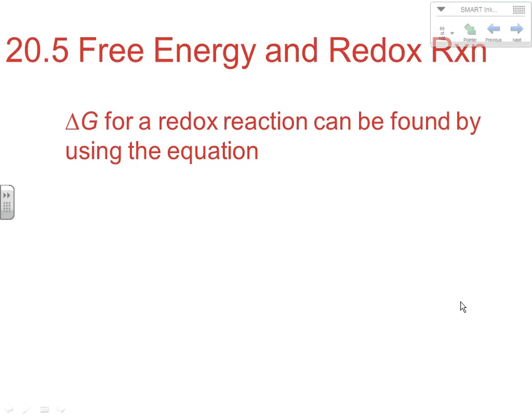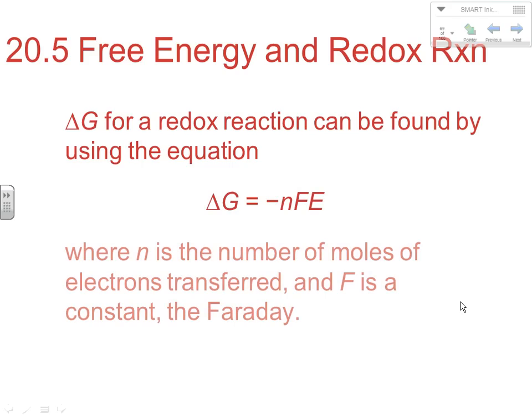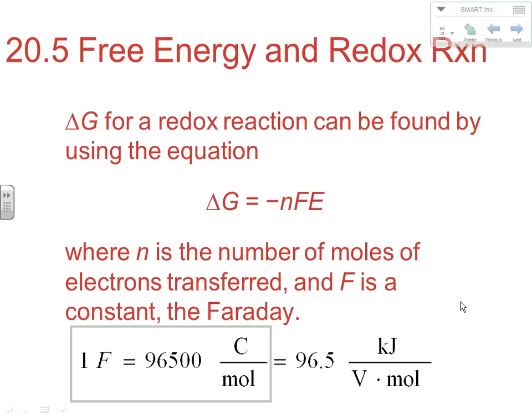So we're also going to relate Gibbs free energy to redox reactions. So the delta G for any redox reaction can be found using this equation, where delta G equals negative nFE, where n stands for the number of moles of electrons transferred. So if you've got your balanced redox reaction, remember how we balance electron transfer, that's what we're looking at for the n value. And F is what's called the Faraday constant.